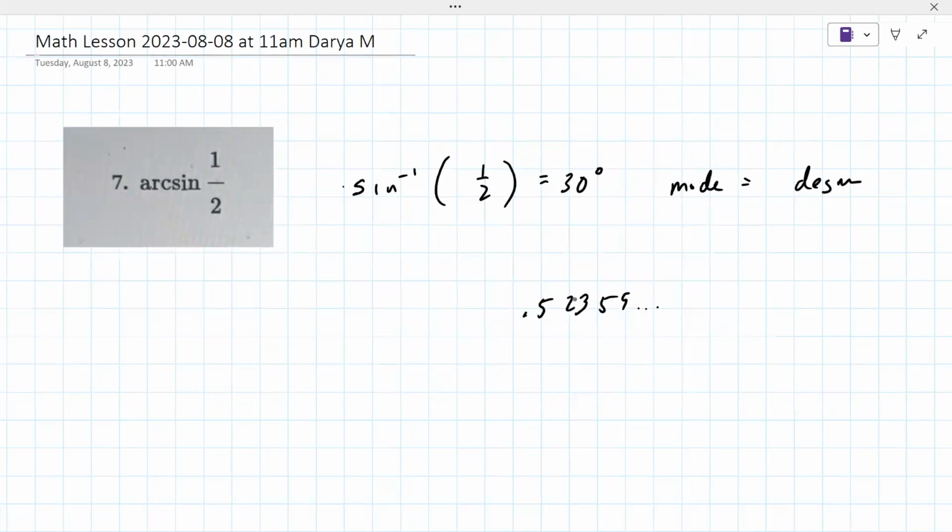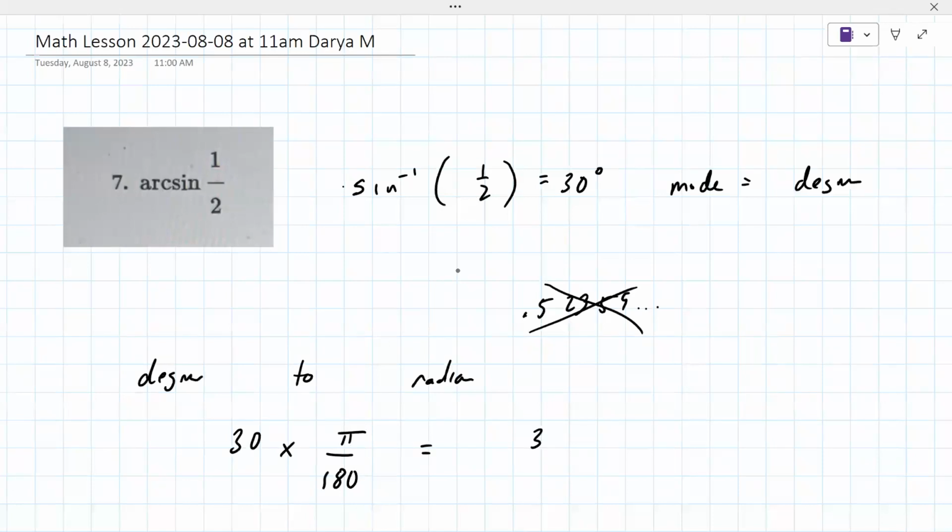So that's the primary. You want to make sure you're in degrees, but the answers will be in radians. So you have to remember how to convert from degree to radian. And to do that, you multiply by pi over 180. Okay, so 30 times pi over 180 is 30 pi over 180, which is pi over 6, like that. And that would be the answer, the full answer you would see here.